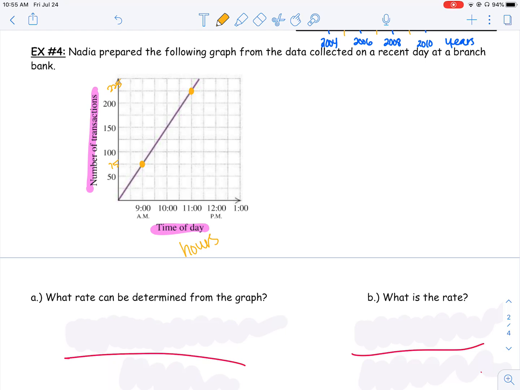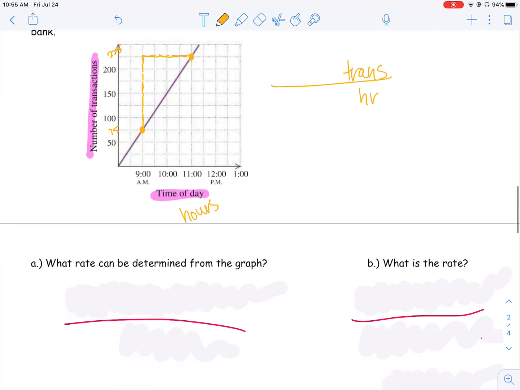We want to figure out how many transactions she made over this span of time. Do you notice how I went up and over? I went up and to the right. And so what we're looking at is how many transactions she made per hour. So that would be my rate, transactions per hour. And that's what example number 4a is asking. What rate can be determined from the graph? It looks like the number of transactions per hour.